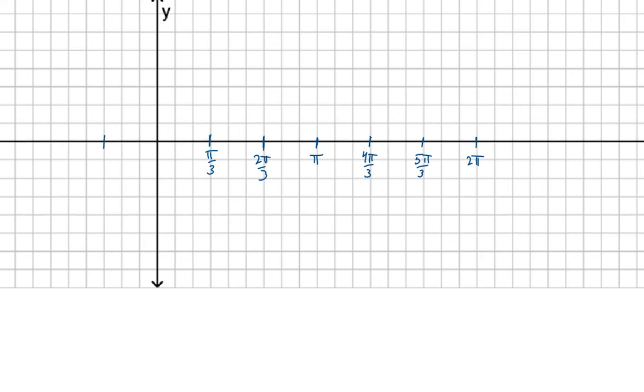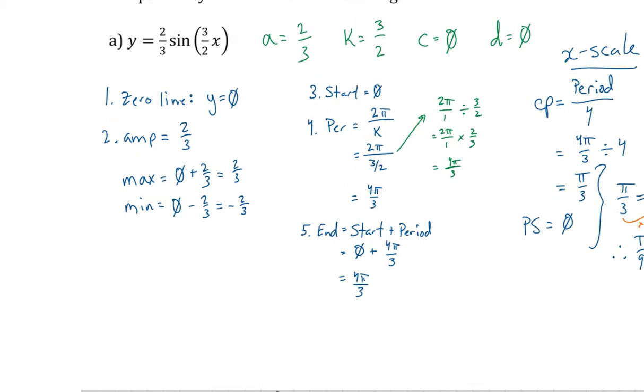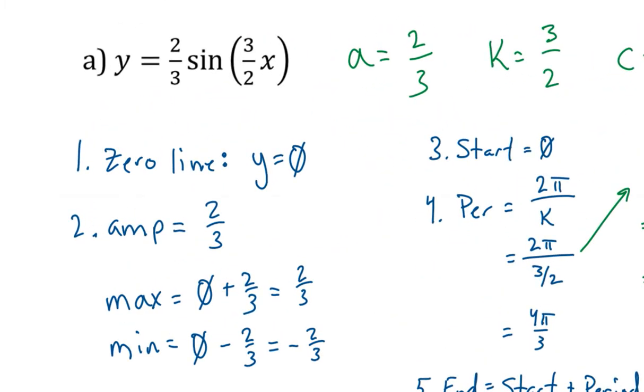I'm going to go back a little bit just because, this would be negative pi by 3. Usually there are going to be points back there, so you would have to label back there. This time there isn't. This question's a little bit trickier because it's got a fractional a value.